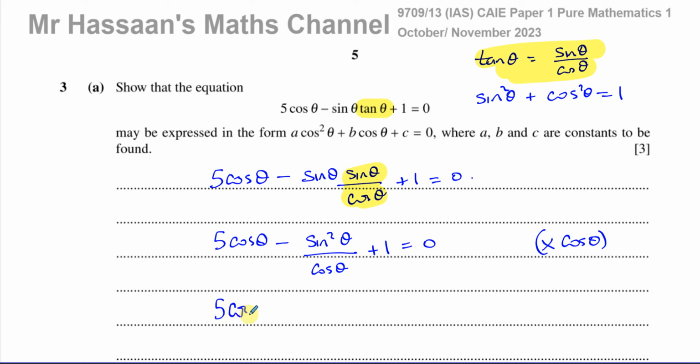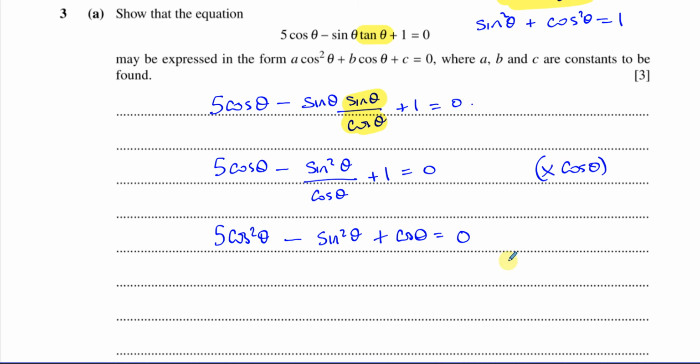Remember, I have to multiply every term by cosine theta. So this becomes 5 cosine squared theta minus, and when I multiply this by cosine theta, the cosine thetas cancel out, leaving sine squared theta. And don't forget, the 1 has to also be multiplied by cosine theta, so plus cosine theta equals, and if you multiply anything by 0, it stays 0. So I multiplied both sides of the equation by cosine theta, and we ended up with this. Now, it's not exactly what we need here. However, it's getting close.